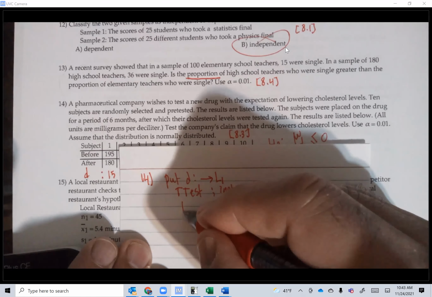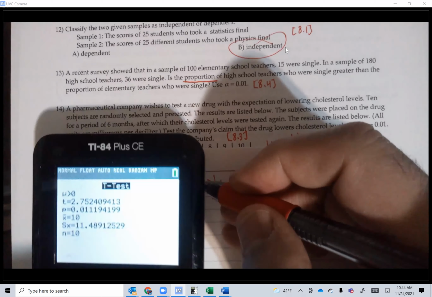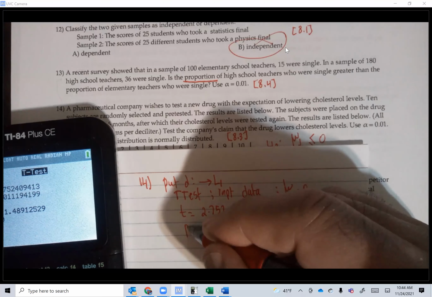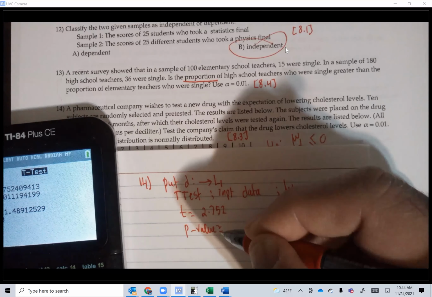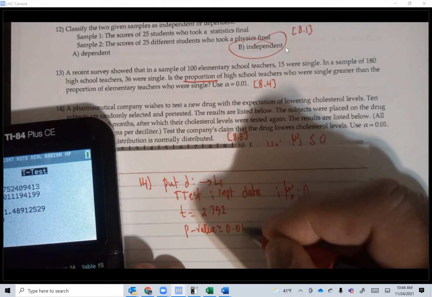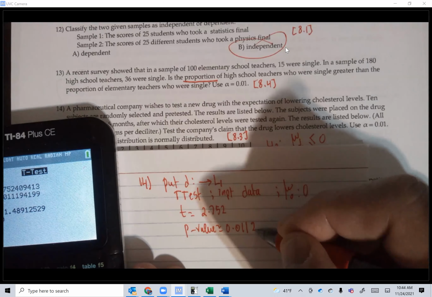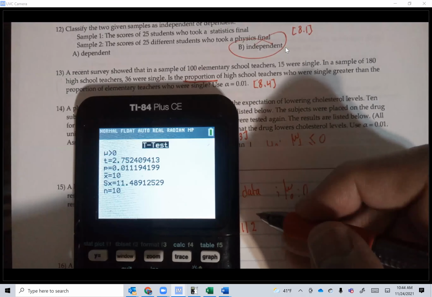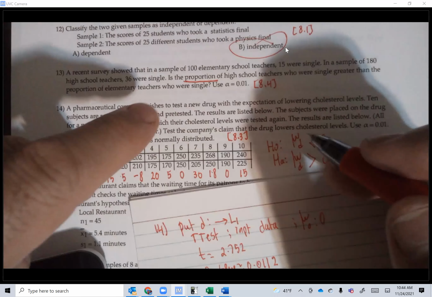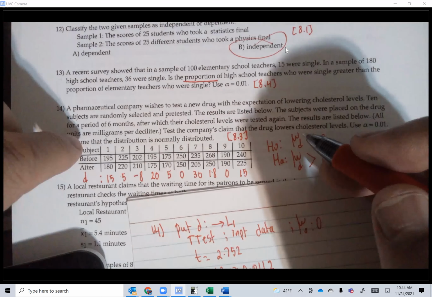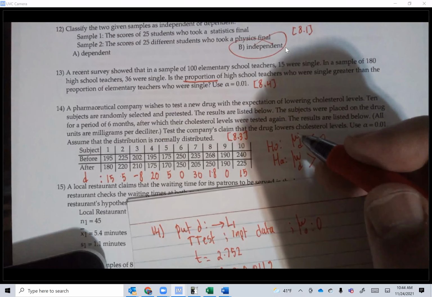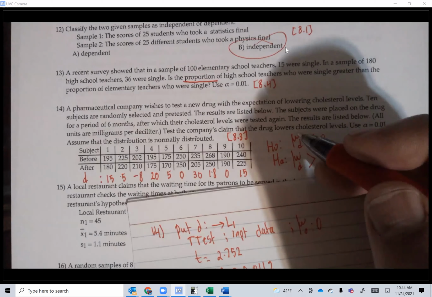So test statistic T, guys. Here you go. It's 2.752. P-value is 0.011. And look, guys, what it gives you also, X bar. X bar means the mean of D. If you add them up and divide by 10, how many values do we have? You will get 10. And S is the standard deviation of D also. It shows on the screen as well. Okay, but I don't need it for this.